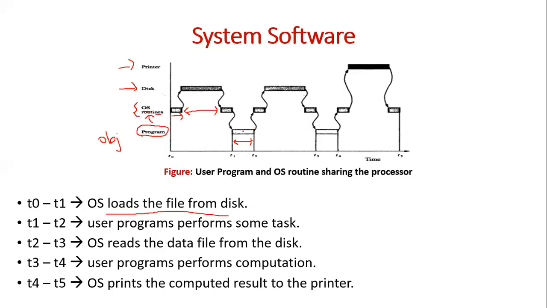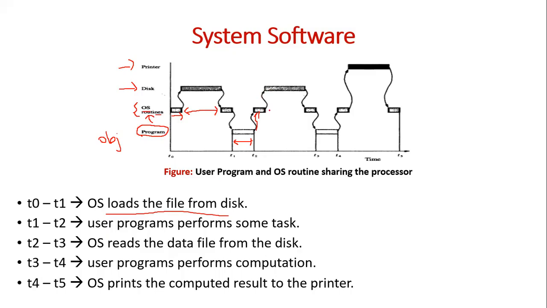Again, it cannot read the data file directly from the disk because it's an application program, it cannot access the hardware. So at time T2, the application program is placing a request to the appropriate routine of the operating system that I want to read such and such data file from the disk to the main memory.